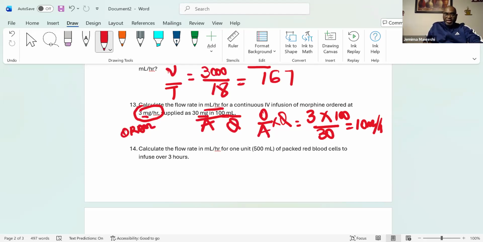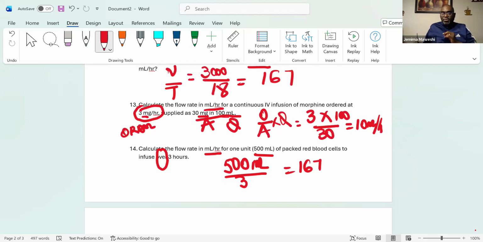Look at number 14. You see, number 14, we are looking for milliliter per hour. But you see, to be infused over, this is a key word, over. So my volume is right there. So 500 milliliter to be infused over 3 hours. So you do 500 divided by 3. So you have 167 milliliter per hour. All right.